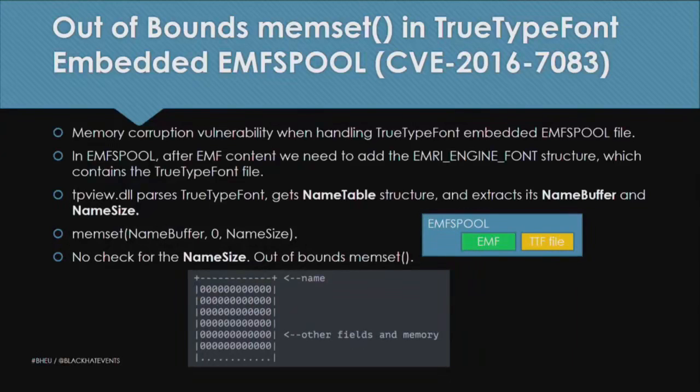The issue is before the memset call. There is no security check to restrict the name size, and the name size is in our crafted TrueType font file. It is controlled by us. So if the name size is malformed as a very large number, the process will overwrite the memory with 0 far beyond the name buffer, which is an out-of-bounds write issue.